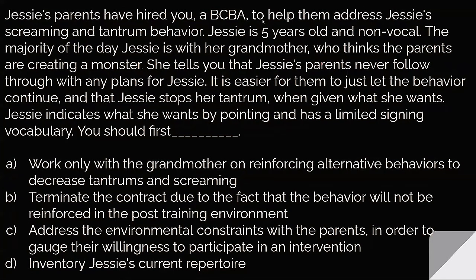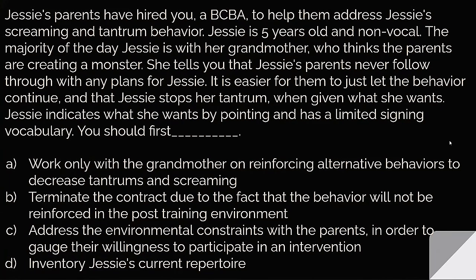Jesse's parents have hired you as BCBA. Congratulations, by the way, to help them address Jesse's screaming and tantrum behavior. Jessie is 5 years old and non-vocal. The majority of the day, Jessie is with her grandmother, who thinks the parents are creating a monster. She tells you that Jessie's parents never follow through with any plans for Jessie. It's easier for them to just let the behavior continue, and Jessie stops her tantrum when given what she wants. Jessie indicates what she wants by pointing and has a limited signing vocabulary.